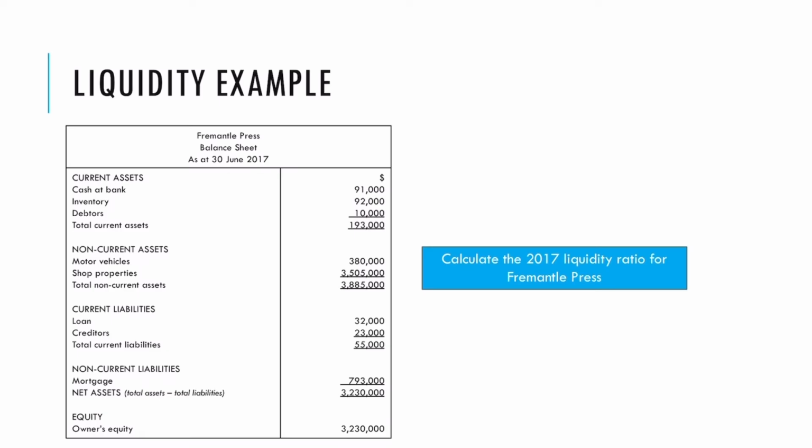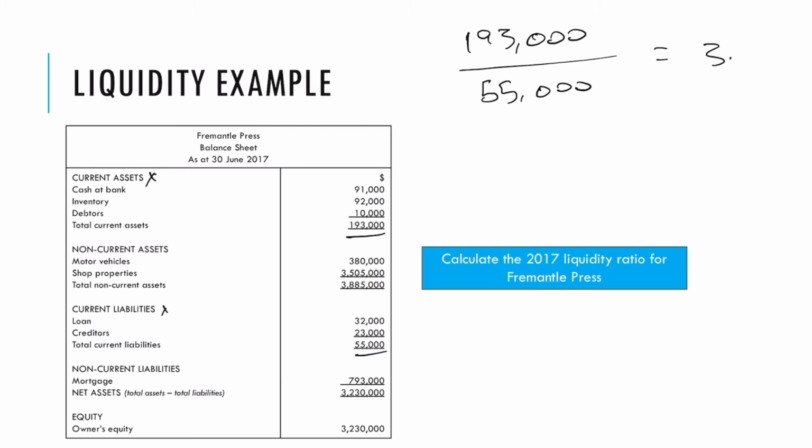We can compare this now with 2017 data, and again we can have a look at our current assets and our current liabilities. I can tell already that the company is going to be liquid. I'm going to take my current assets at 193,000 and divide that by 55,000. The ratio I'm left with, our current ratio, is 3.51. So our ratio has actually decreased from 2016 to 2017: the 4.41 ratio has decreased to 3.51.